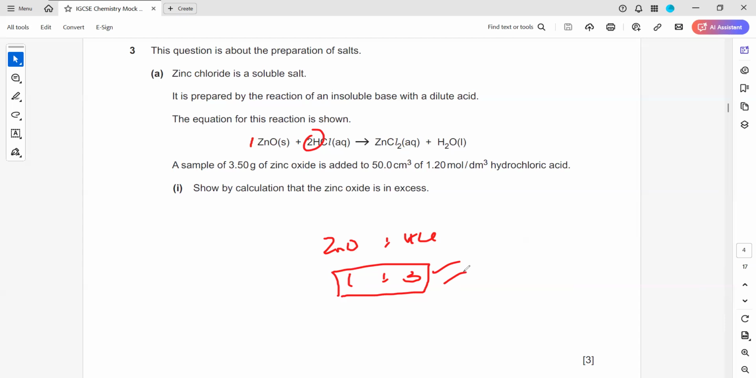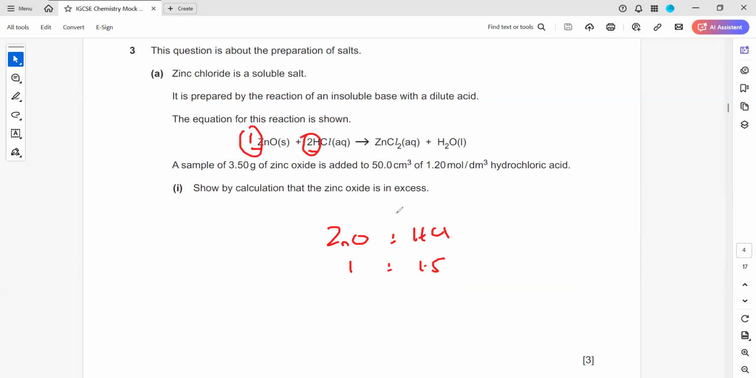So it's always a comparison between the moles from calculation and the equation. In the calculation, we got the ratio 1:1.5, but according to the equation, it should be 1:2. This number is smaller. It means HCl is less. We don't have enough HCl. So HCl is limiting, or zinc oxide is in excess.